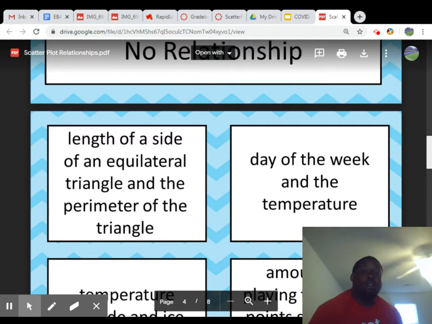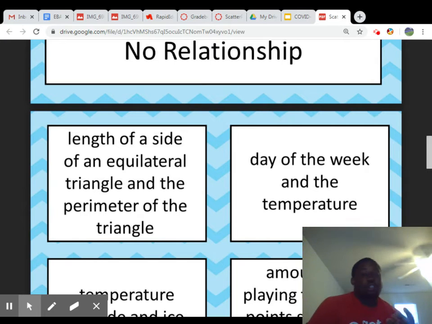But let's say I have an equilateral triangle of 4. So all sides are 4, so it's going to be 4 plus 4 plus 4. That means the perimeter of that triangle is going to be 12. So going back to this example, the length of the side of an equilateral triangle and the perimeter of the triangle, let's think about that relationship. The bigger the side of our triangle, the bigger our perimeter. So that means it has a positive effect on each other. If we put it on a scatter plot, it's going to create a positive scatter plot, or a positive relationship. Pretty simple.